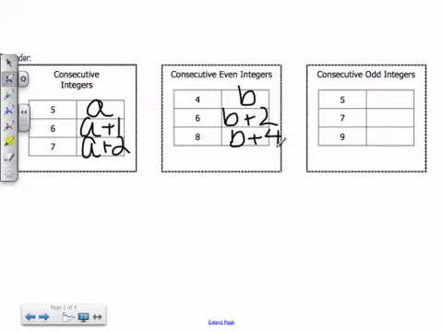Okay, and then same thing with the consecutive odd integers. Remember, you have to skip a value to go from 5 to 7, so you're going to add 2 because 7 is 2 away from 5, and then I'm going to add 4. Again, don't let the fact that they are consecutive odd integers confuse you into thinking you should do c plus 1 and c plus 3.